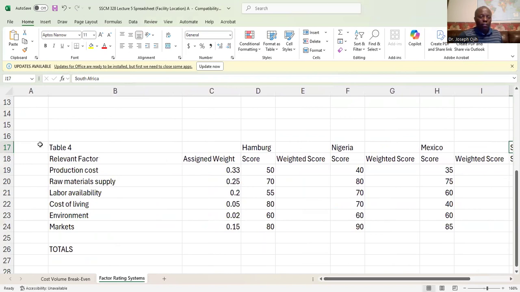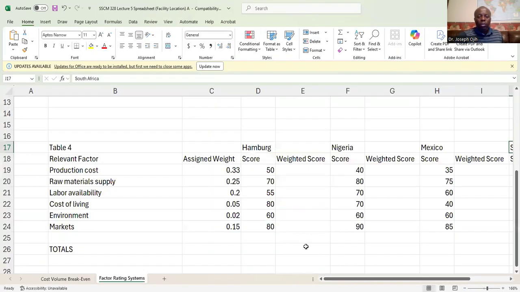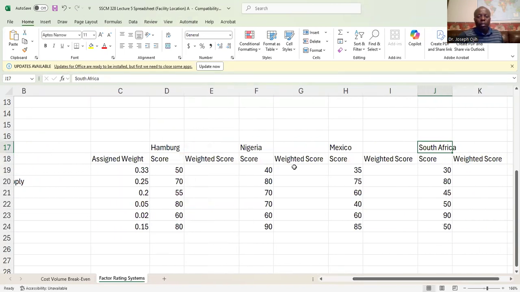And each of them has these factors assigned this weight according to how important they are to the operation manager. And then each country receives a score based on how they meet these factors, or how their environment relates to these factors. And it says now choose. So using these factors, develop the qualitative factor comparison for the 4 locations and choose the one that is best. Okay. So the next thing we do to get the best location is to calculate the weighted score for each location. That means calculate the weighted score for Hamburg, for Nigeria, for Mexico, and South Africa, and then add them.